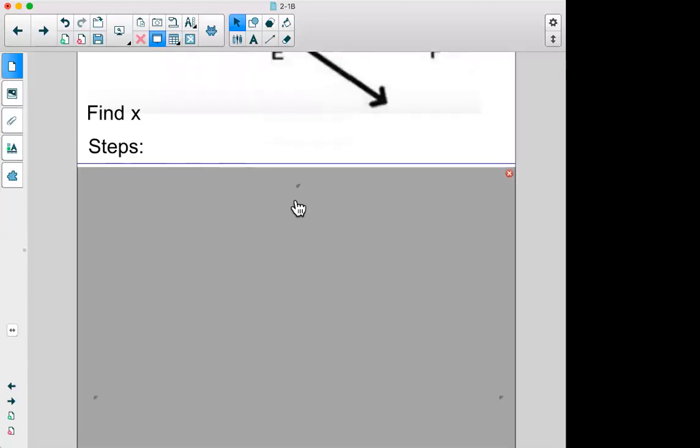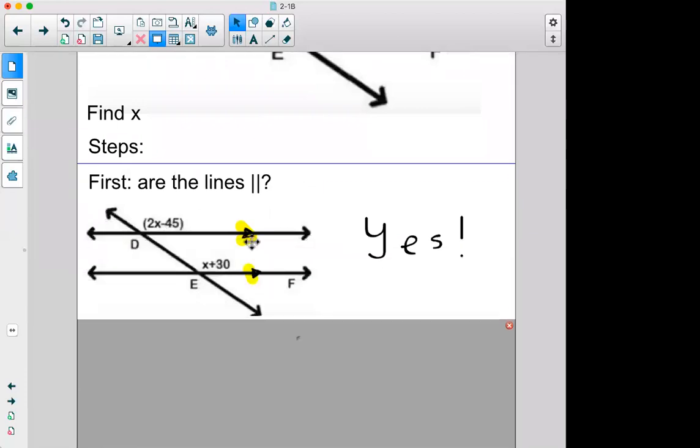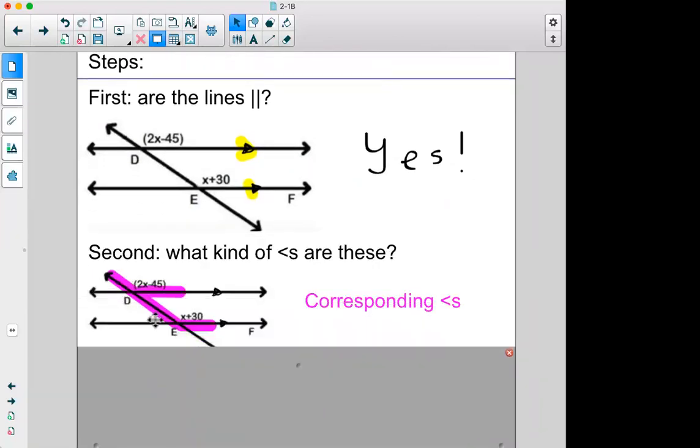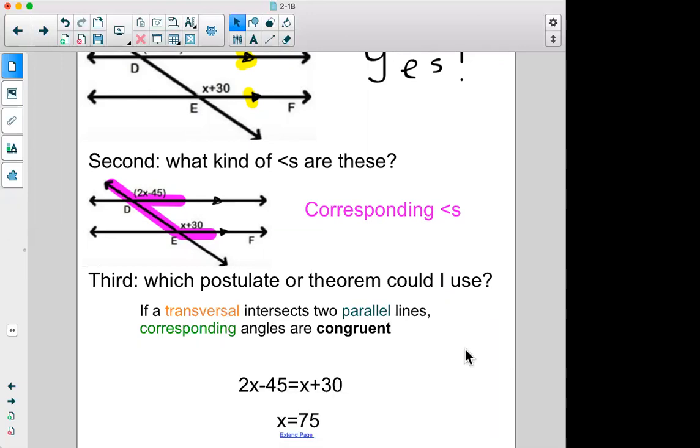So our first step is to ask, are the lines parallel? And yes, they are. That's what the matching fat arrowheads mean. Next, we ask, what kind of angles are these? And we see an upside down backwards F, and we see that they're corresponding. They're both on top of their line and to the right of the transversal. Then we ask, what theorem or postulate do we use? And we use the one that states, if a transversal intersects two parallel lines, corresponding angles are congruent. And congruency means their measurements are equal, so we set them equal and solve for x.